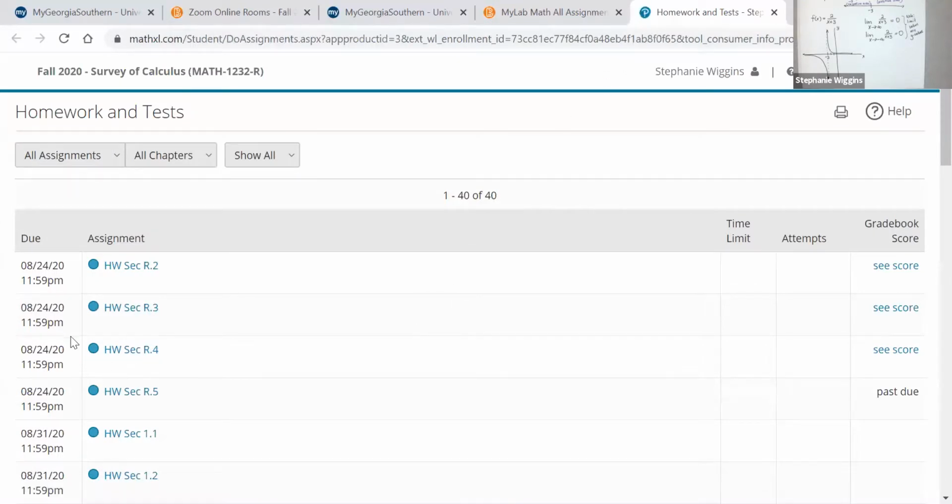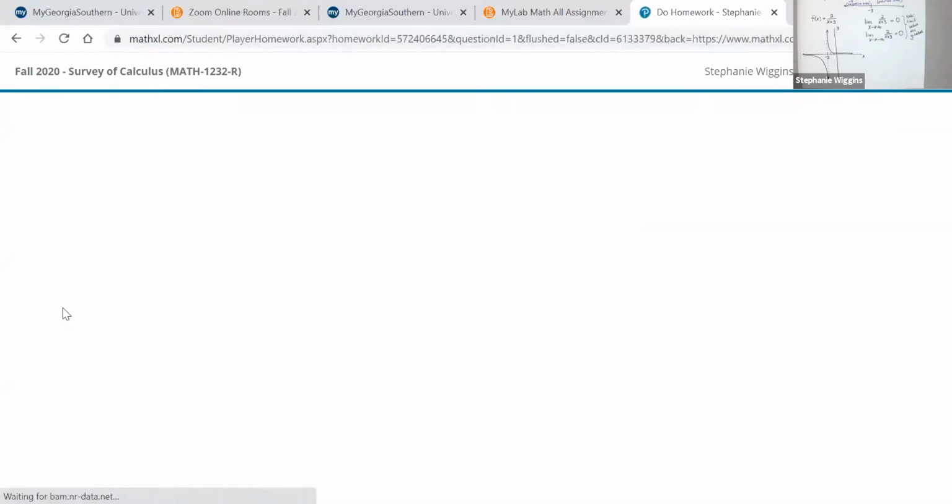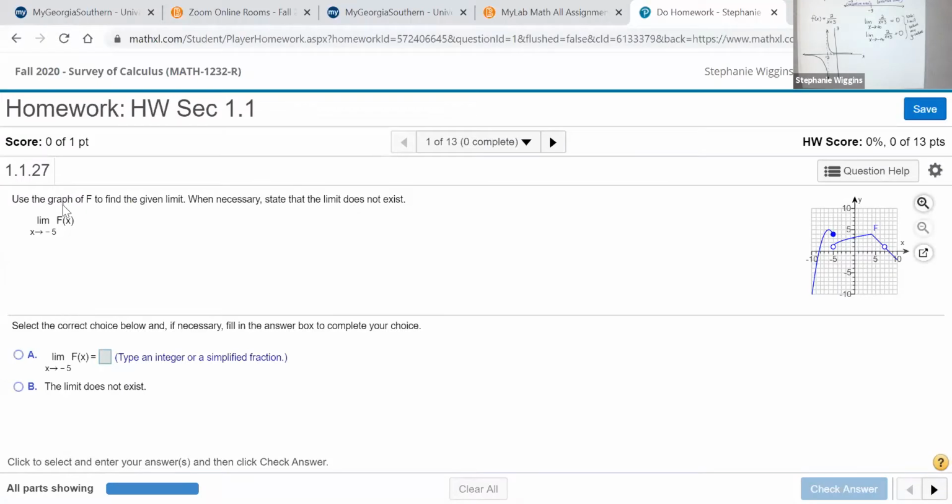Okay, there we go. So this is the section that we're in, section 1.1. There are only 13 questions, and these questions go pretty quickly when you're answering them, but they are kind of tricky. So let's take a look. So here we have a function, and they're asking, use the graph of the function to find the given limit. When necessary, state that the limit does not exist. So here we have the limit as x approaches -5 for our function f of x.